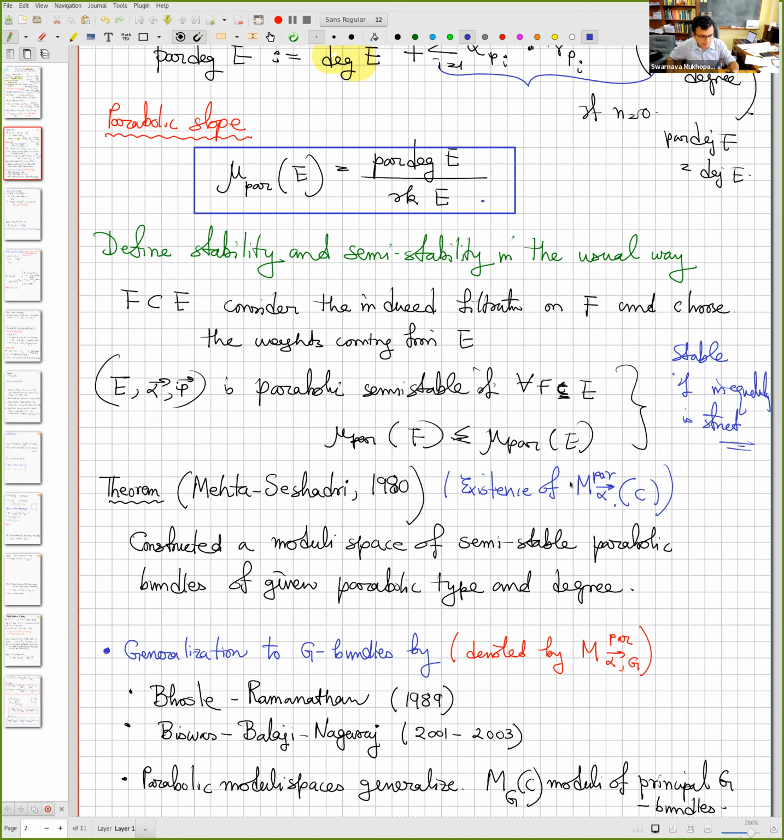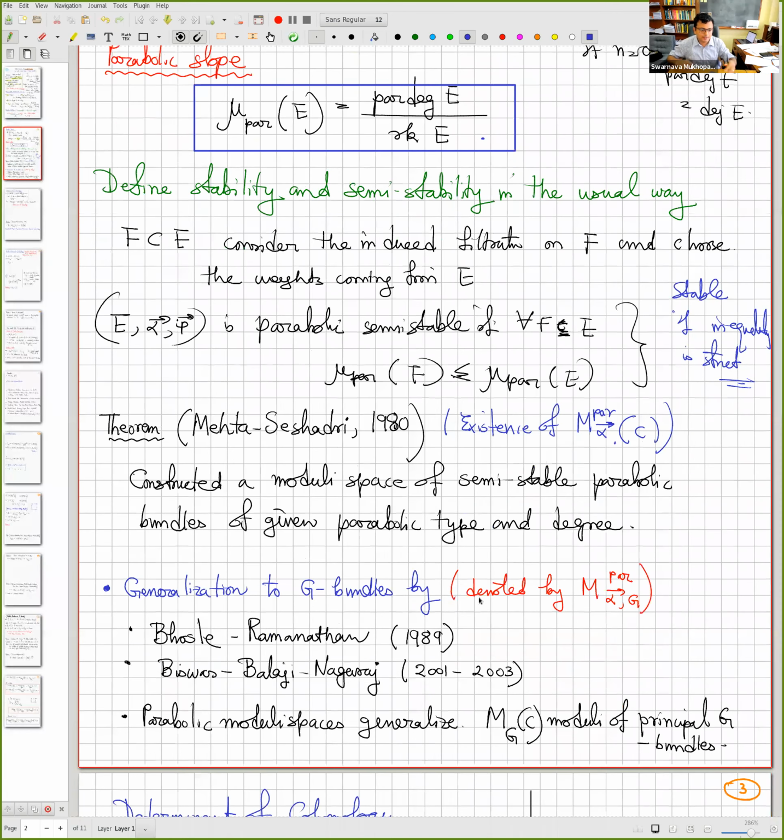There also exist generalizations of this moduli space of parabolic bundles, for parabolic G-bundles, in the works of Bhosle and Ramanathan. That's in 1989, and it was subsequently generalized. Balaji, Bhosle and Ramanathan were the first ones who claimed the existence of the moduli space, but then Biswas, Balaji, and Nagaraj were the ones that gave a complete proof of the existence of the moduli space for parabolic G-bundles for arbitrary semi-simple group G.